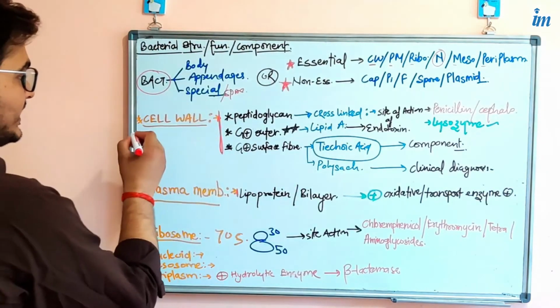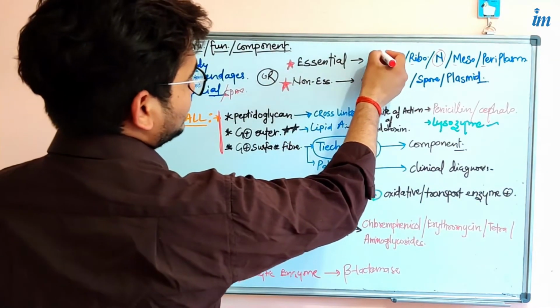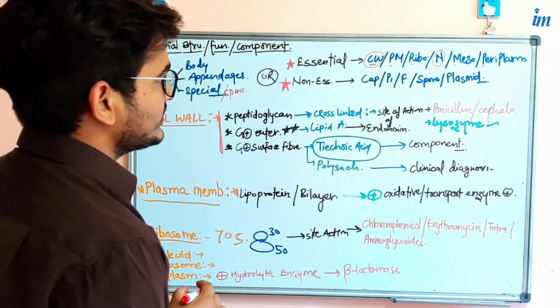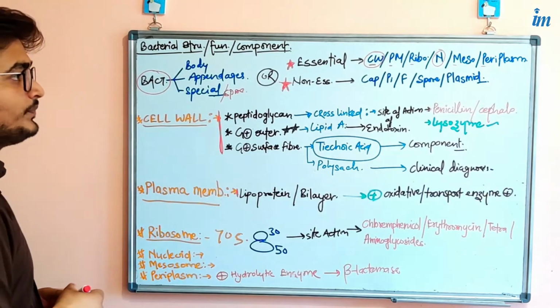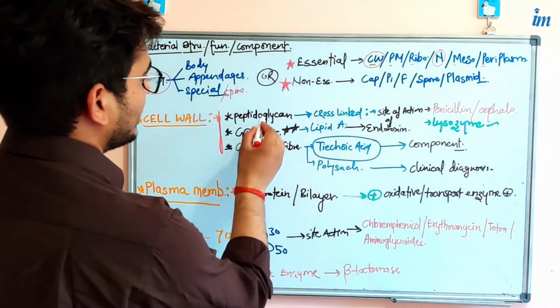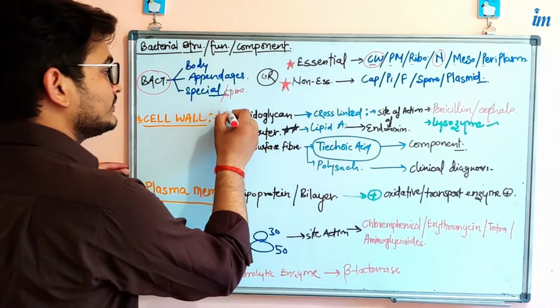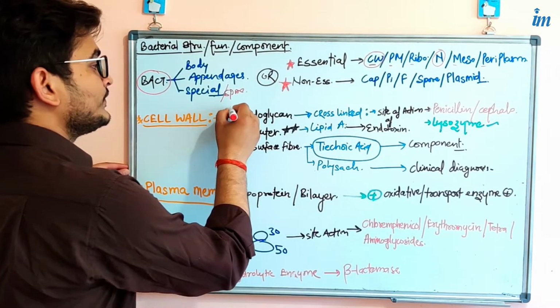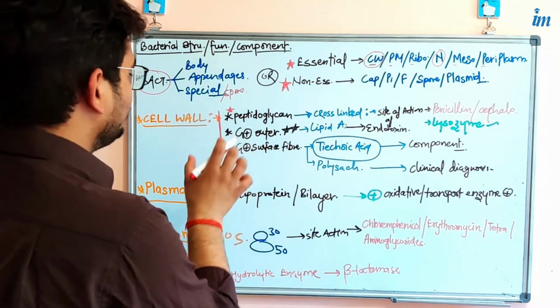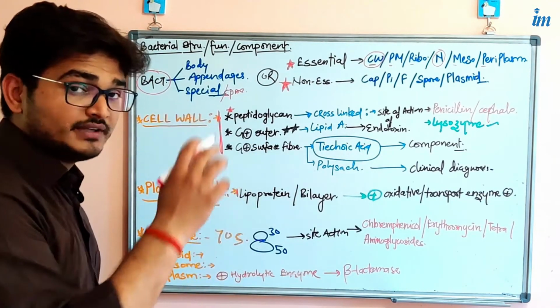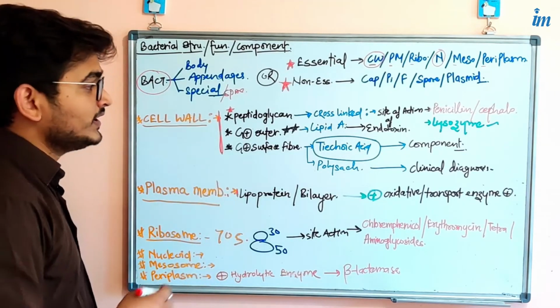So the first one is the cell wall. This is a very famous and very important topic on the behalf of the essential structure of the bacteria. The cell wall is composed of the peptidoglycan layer. Keep in mind peptidoglycan. And as we all know, bacteria have two kinds of categories: the basic ones, gram positive and gram negative.